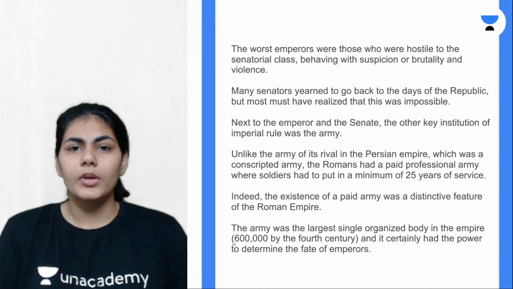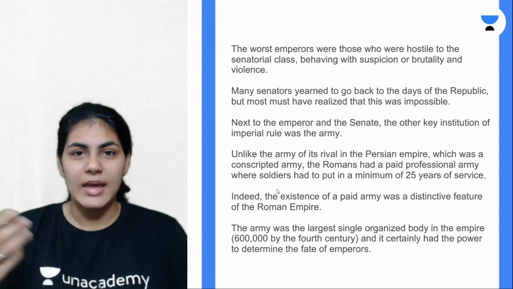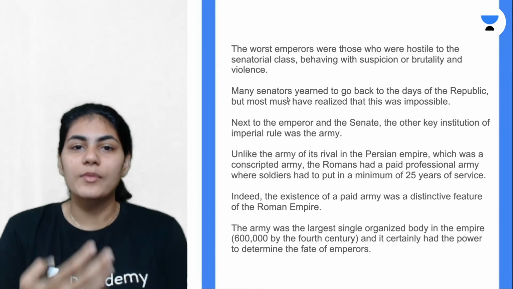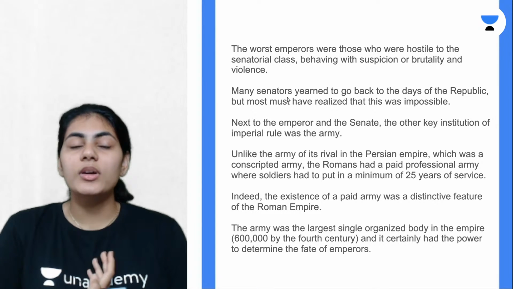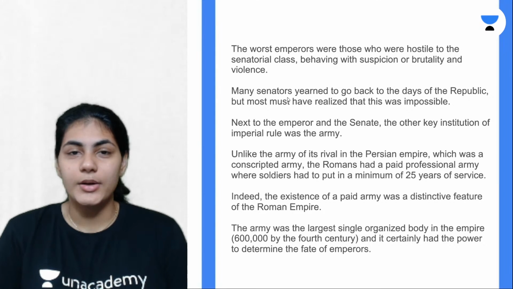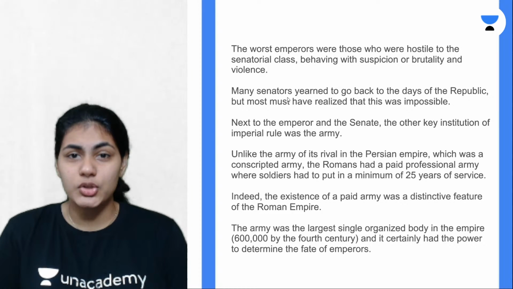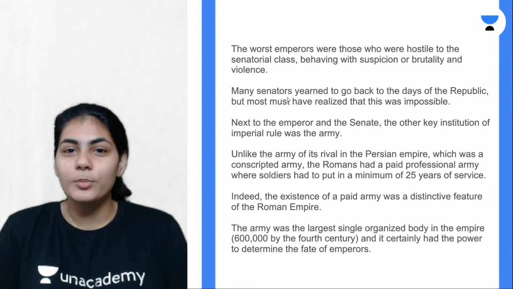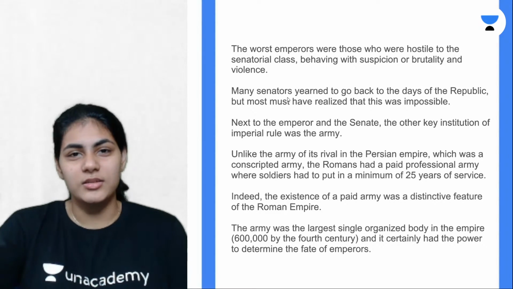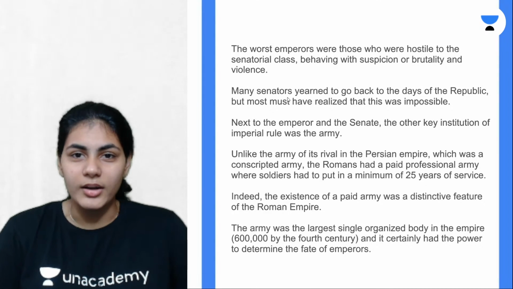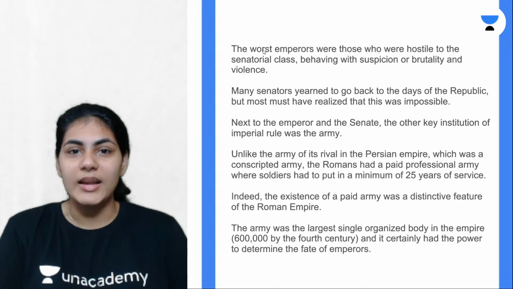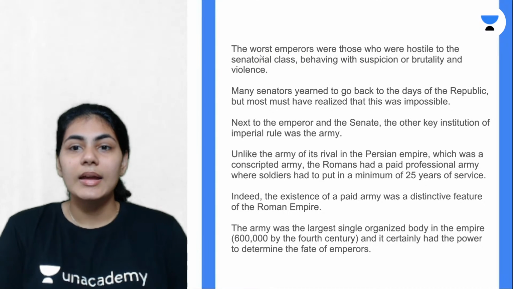Cool. So all of these emperors, whoever they were, if they showed some kind of respect or gave some importance to the senators, they were considered good emperors. But if they were hostile to the senatorial class, if they did not treat the aristocracy properly, then they are considered to be the worst emperors. Just like best and worst, a random use of words, but you get the content. So respecting the aristocracy and senatorial class is very, very important.